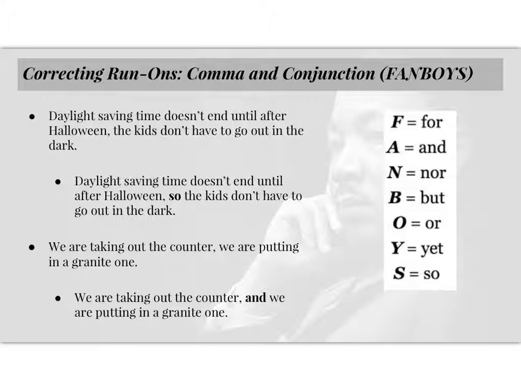Another way to fix run-ons, the one most students are most familiar with and do naturally, is a comma and a coordinating conjunction, one of those FANBOYS. We've got the FANBOYS right here. These are called coordinating conjunctions. Sometimes you'll see textbooks call them this.